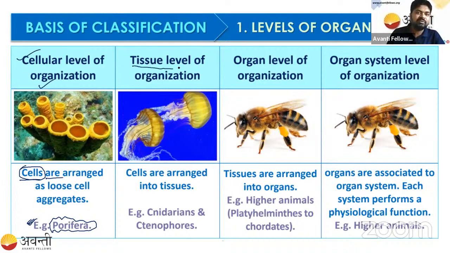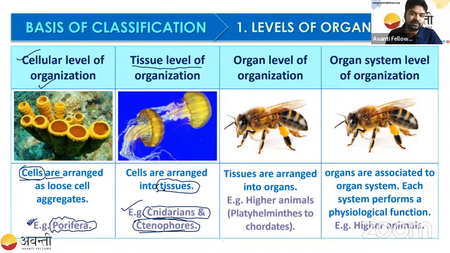Next one is the tissue level organization. In case of tissue level organization, cells are arranged into tissue, and that tissue works metabolically, or we can say that tissue works for that specific organism. Examples are the cnidarians and ctenophores. If you want to remember the examples, you can build your short notes, or running notes, for it.